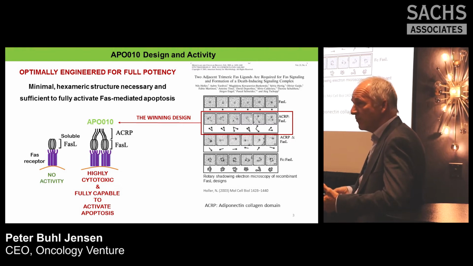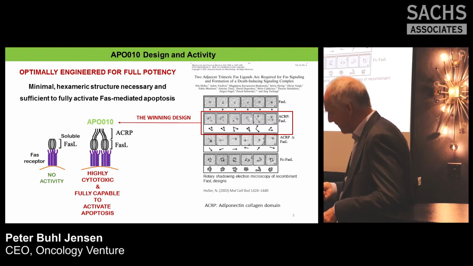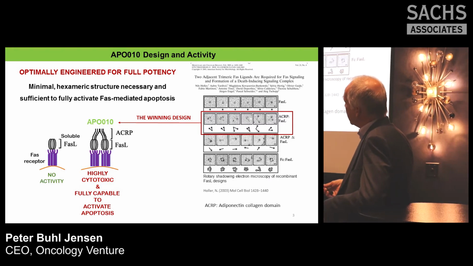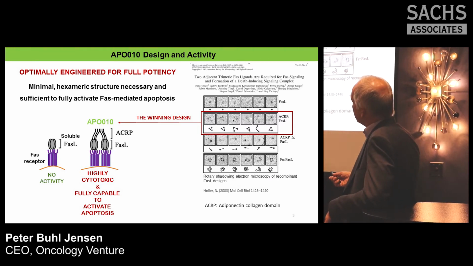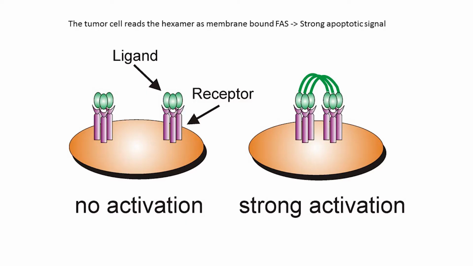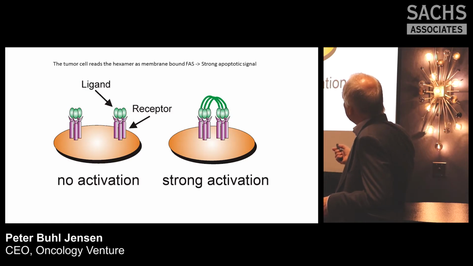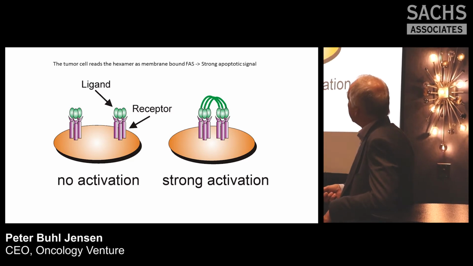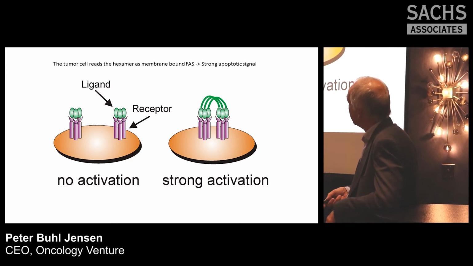So what we see is that we produced an artificial T cell, a system that can bring cell killing into the tumors by the T cell mechanism. So basically, with a trimer, we don't see any activation of apoptosis. If we do the hexameric form, we see very strong activation. So this is kind of how APO10 looks. And the tumor cell reads this as a membrane-bound Fas, leading to a strong apoptotic signal.